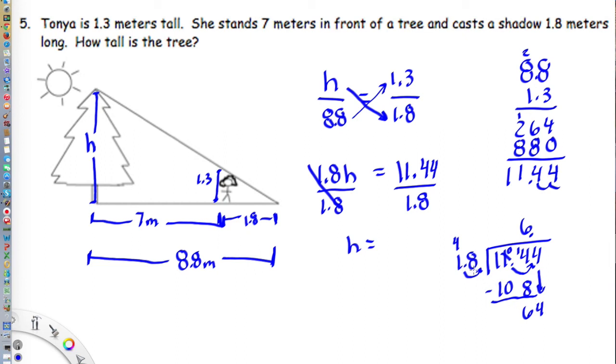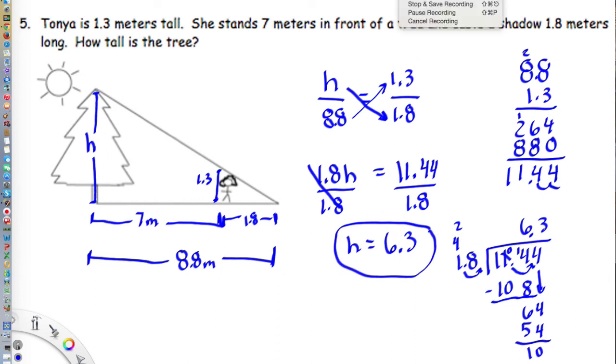18 goes into 64, I'm going to say approximately 3 times, and that's going to be 3 times 8 is 24, and 3 times 1 is 3, plus the 2 is 5, and I get 10. And I'm going to stop right there. I'm going to say the height is approximately 6.3 meters, because I have a feeling that this decimal is going to keep on going for a while.